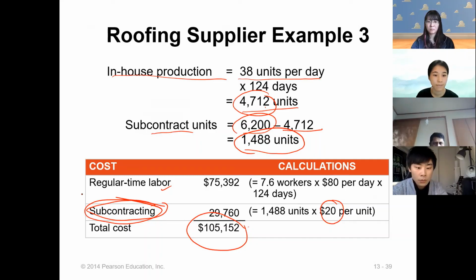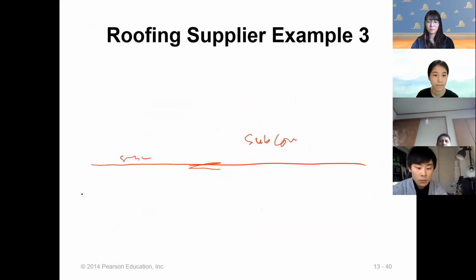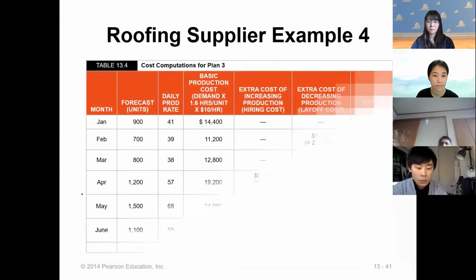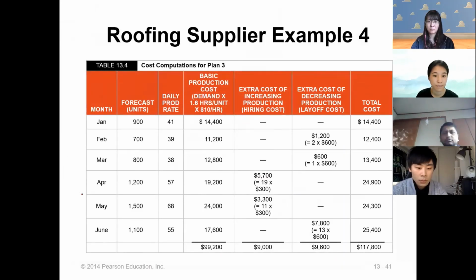Okay. So subcontracting. Let me just finish the final strategy so that you can think about it after this. This is a bit difficult. The third strategy for plan 3. Plan 3 is like this.